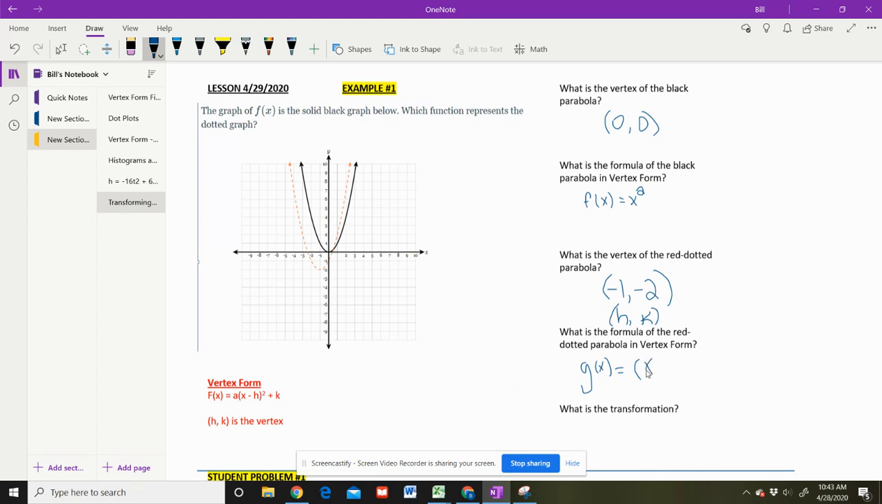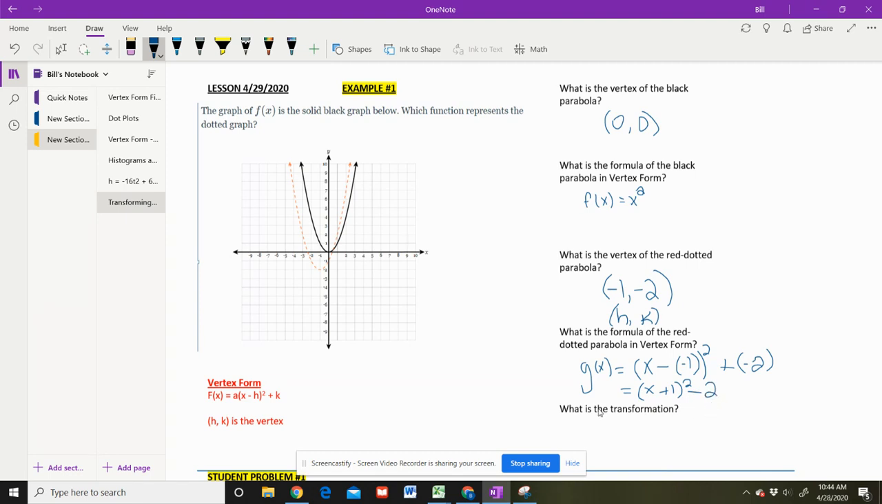We go x minus -1, all squared, plus -2. Let's put all those in parentheses. When I do this out, x minus a -1 makes it x plus 1, squared, -2.